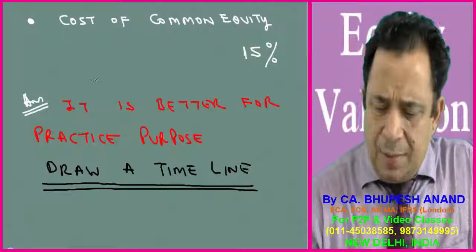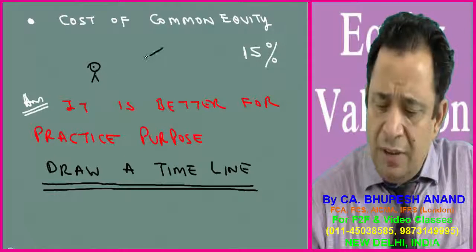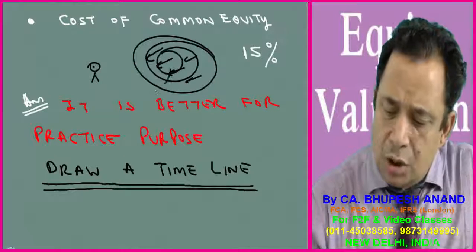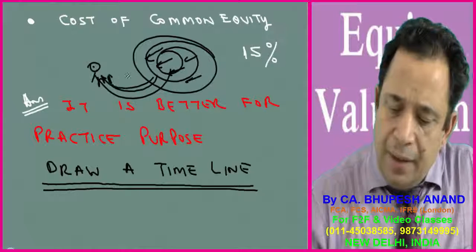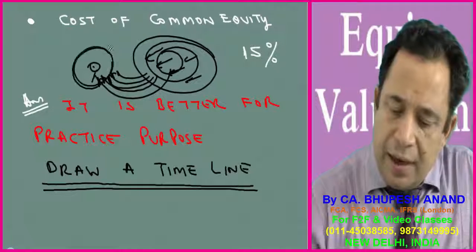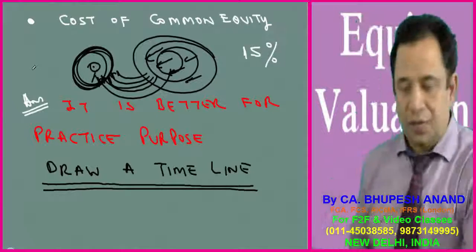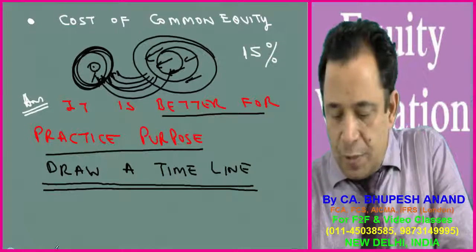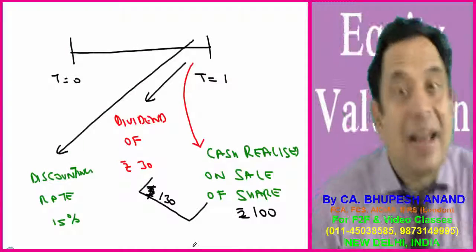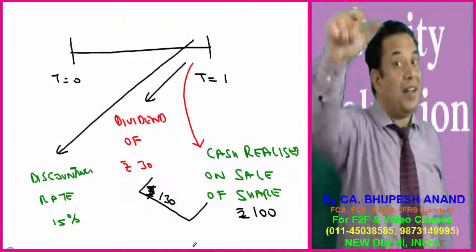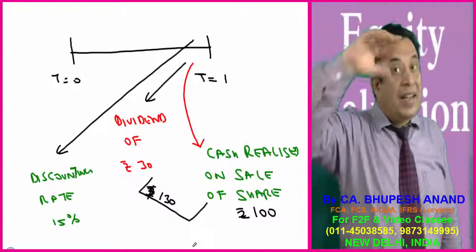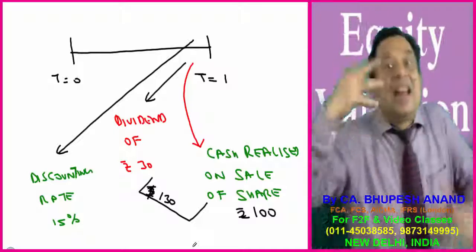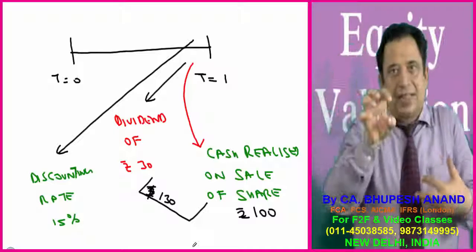So it means I am standing here and I will be getting something here, some here, some here. It means all future cash inflows will be discounted, and we will be calculating the value of equity at this particular point of time. So it is better to prepare a timeline. So I have prepared a timeline. So you also prepare a timeline. T0, T1. Now at T1, I will be getting two cash inflows. One is dividend and second is, if I sell that share, I will be getting some sale price from that.